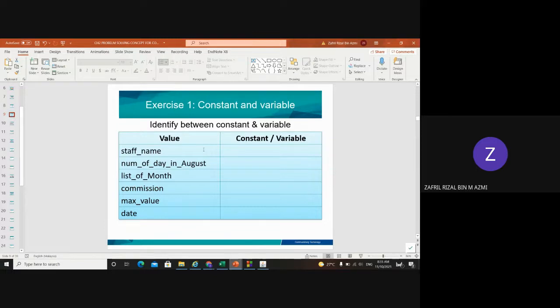So staff name, constant or variable? Variable. Number of days in August? Constant, 31. List of months? Constant.